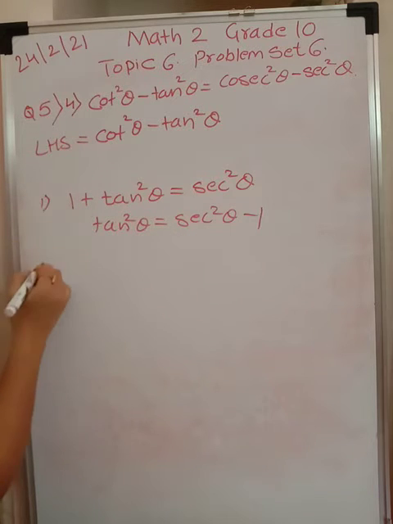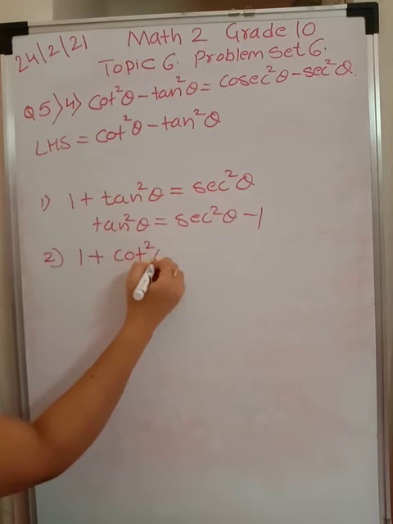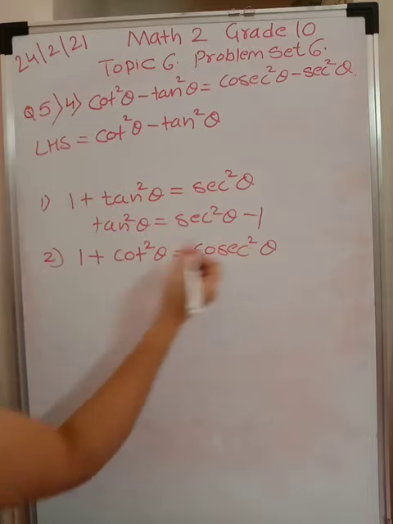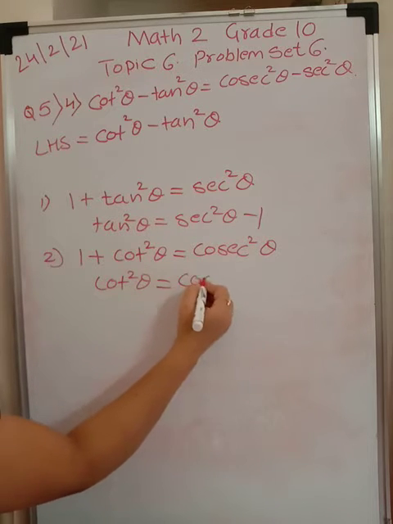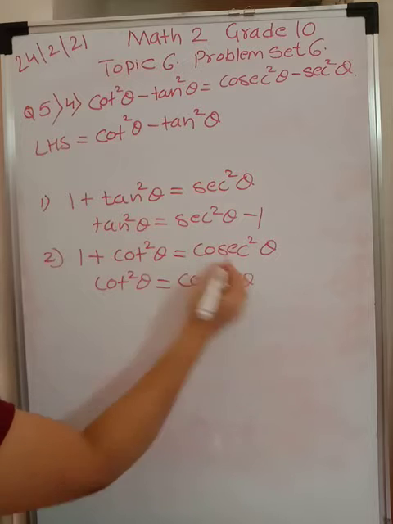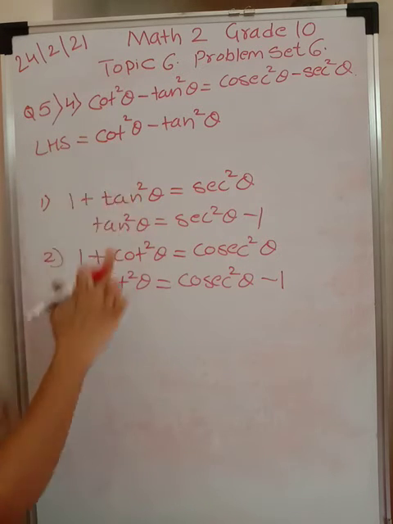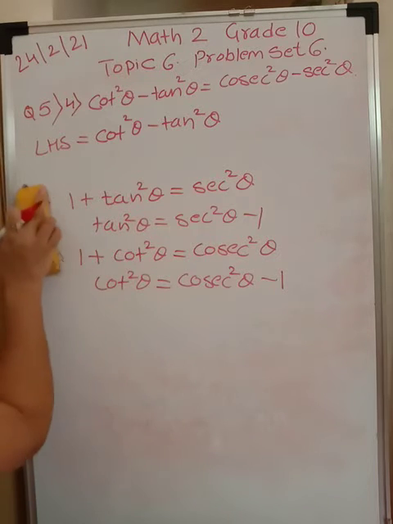This is first. And second identity, we have also learned that 1 plus cot square theta is equal to cosec square theta. So what is cot square theta? Cot square theta is cosec square theta, 1 transferred over here, minus 1. So for this cot square theta, I am going to write cosec square theta minus 1. Is this clear? So let us substitute for cot square theta and tan square theta.